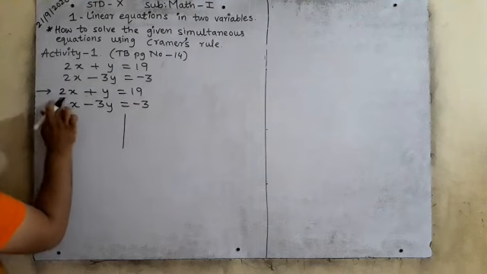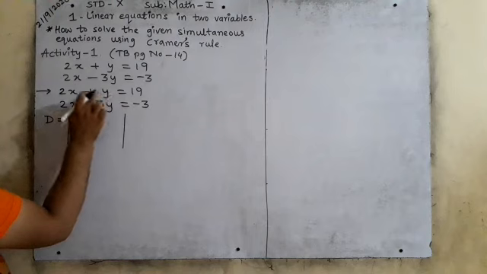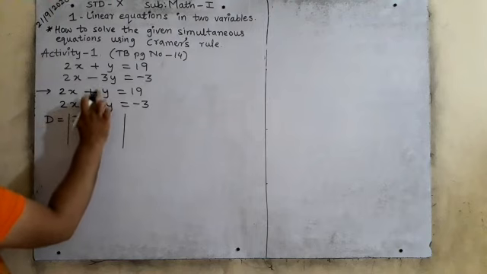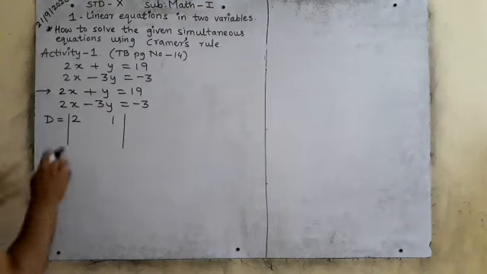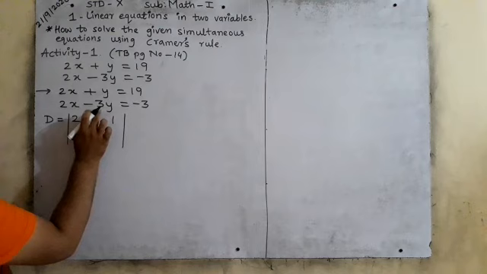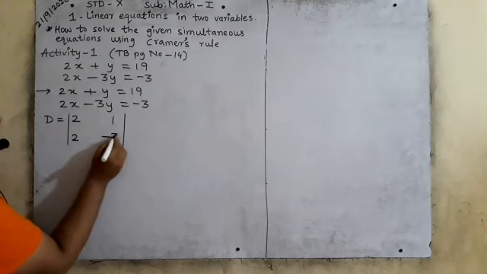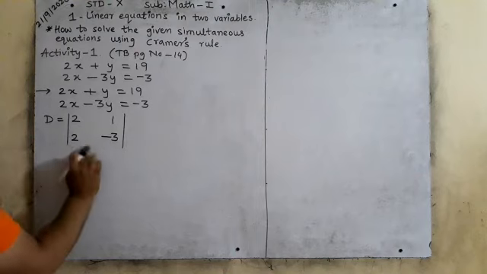In the first equation, what is the coefficient of x? 2. And in the first equation, what is the coefficient of y? Here is nothing, means here it is 1. Okay. Now in the second equation also you will see the same. What is the coefficient of x here? 2. And what is the coefficient of y here? It is minus 3. Be careful, it is minus 3, not 3. Is it clear?